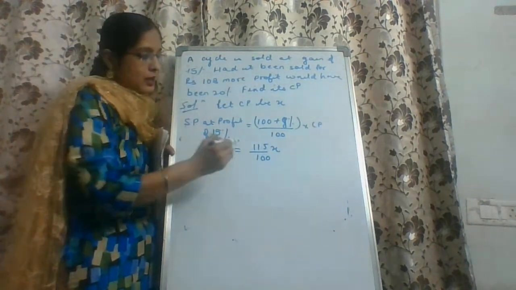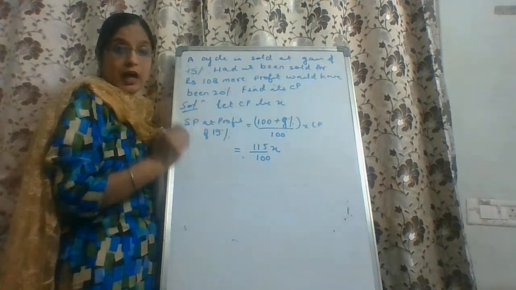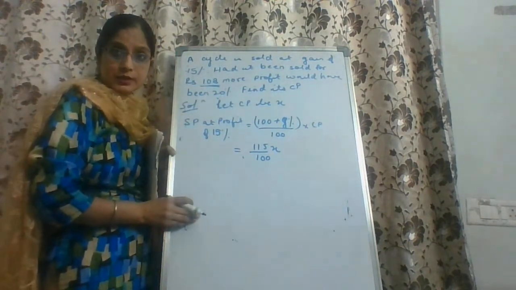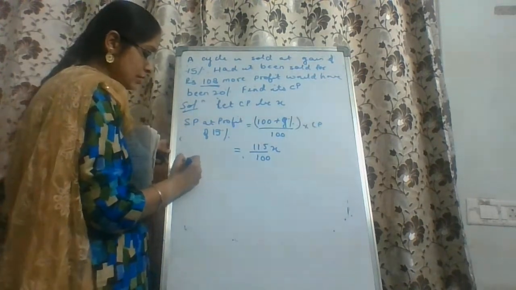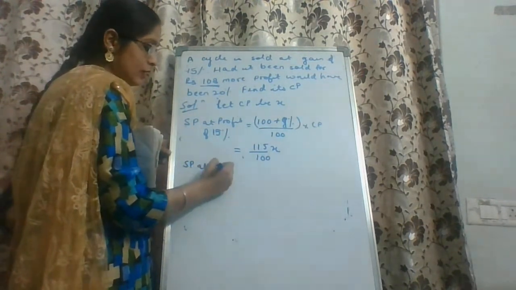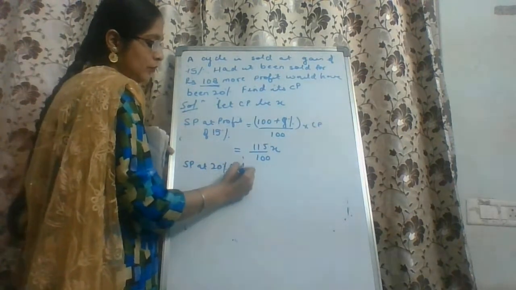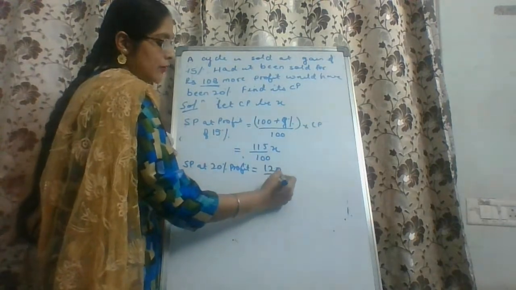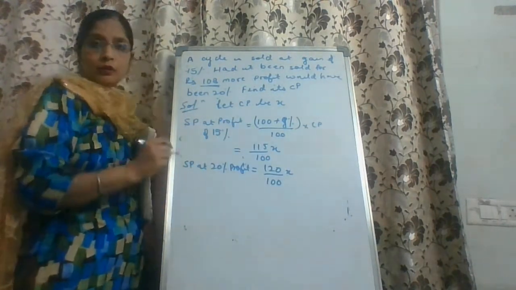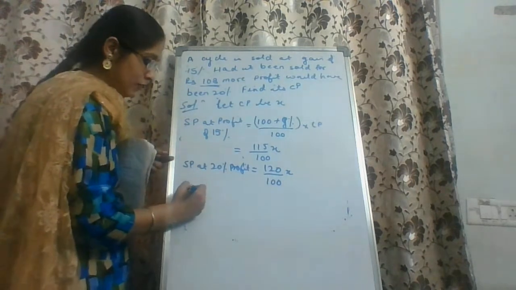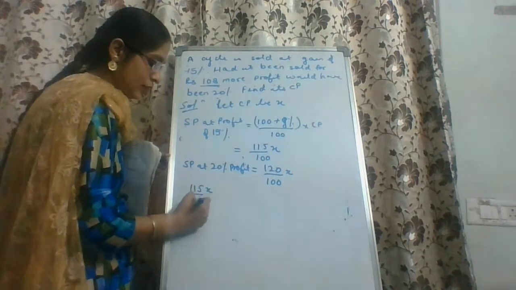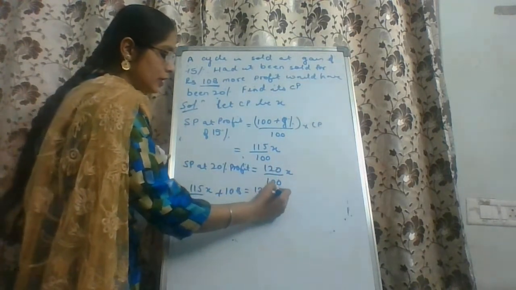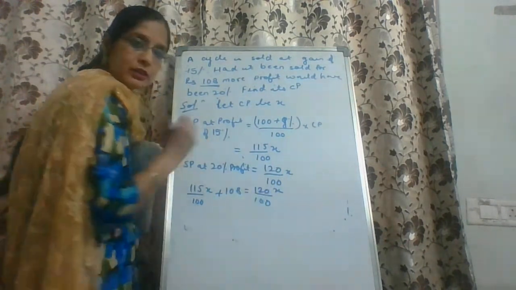According to the question, had this been sold at 108 more, the profit would have been 20%. Let us find what the selling price at 20% profit is. Same formula, so need not write the formula again. 120 upon 100 x. According to the question, 115x upon 100 plus 108 is equal to 120x upon 100. Let us solve this.